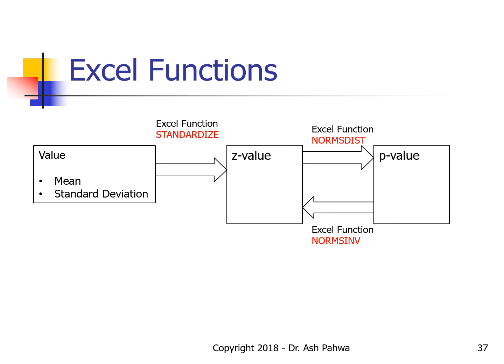So here are some of the Excel functions that I talked about. This is just a summary of everything I've covered. There is a function called STANDARDIZE, which takes the mean and the standard deviation and gives you the z-value. From the z-value, I can use the NORM.S.DIST function to compute the p-value. And if my p-value is given to me and I want to compute the z-value, I use the NORM.S.INV function. These three functions are used very frequently in Excel to compute the z-values and also the p-values.